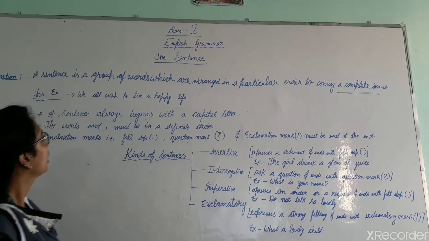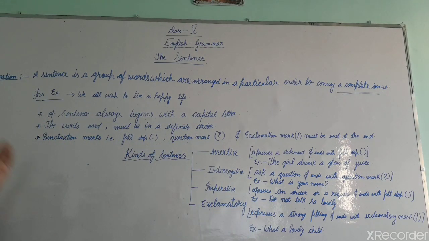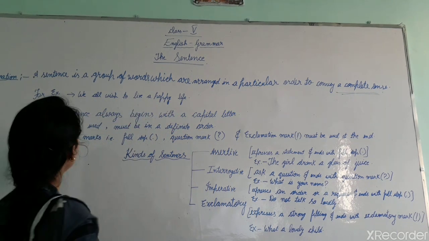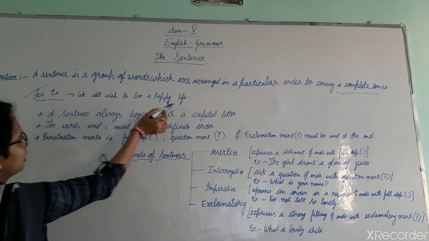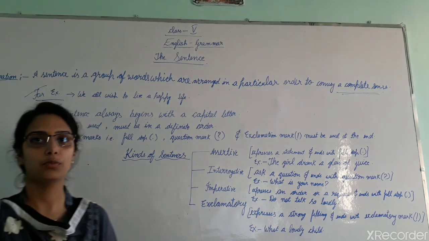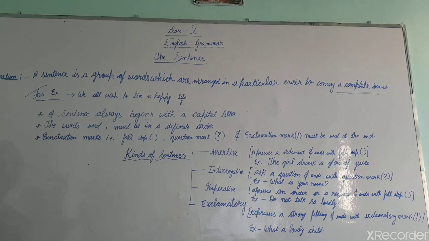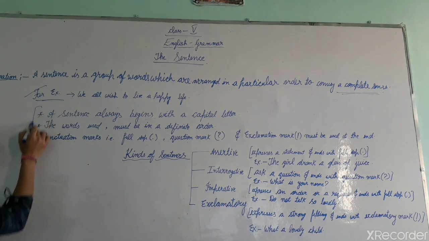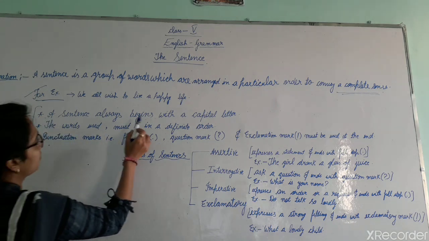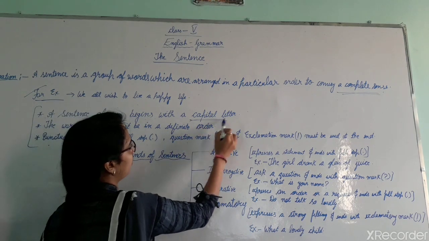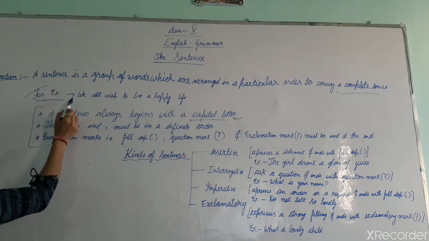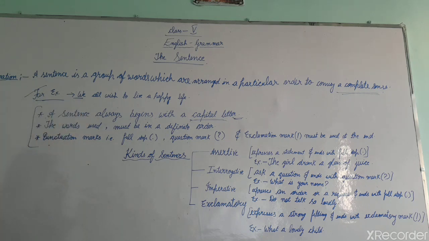To understand it more deeply, let us take one example. We all wish to live a happy life. Here in this, we can see the sentence is made up of verb, subject, predicate, pronoun, etc. So there are some rules of the sentence. First of all, a sentence always begins with a capital letter. We always study that when we start a sentence, it begins with a capital letter.